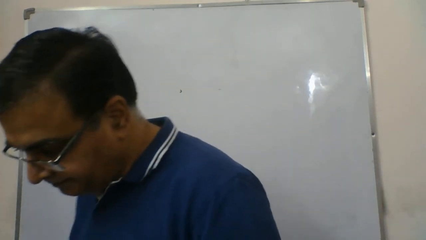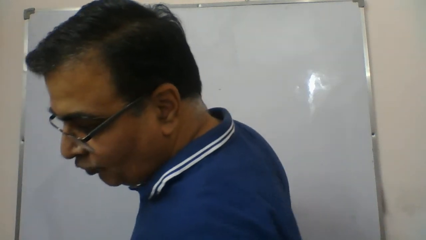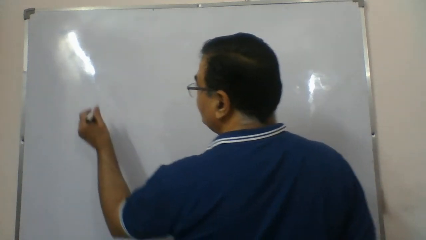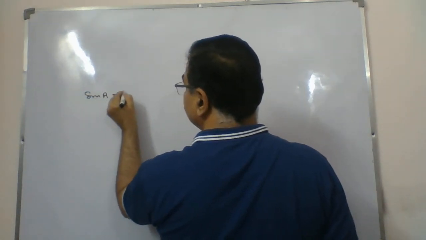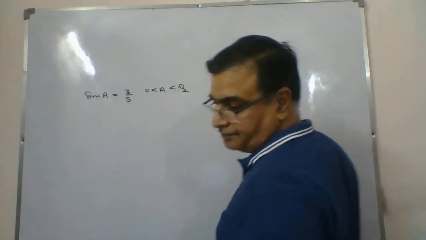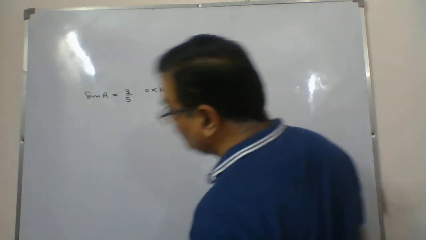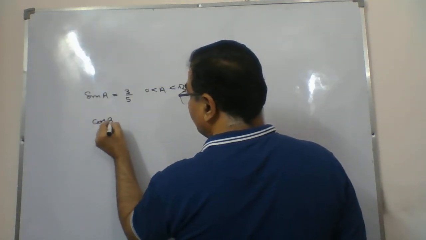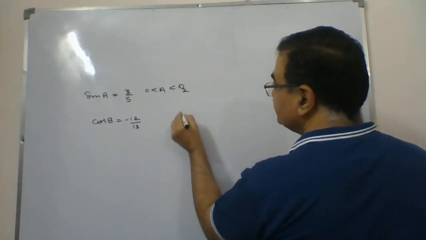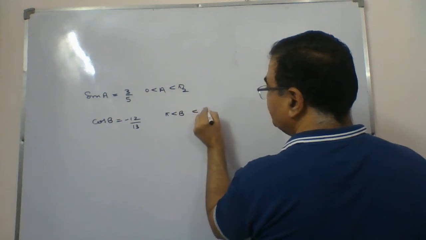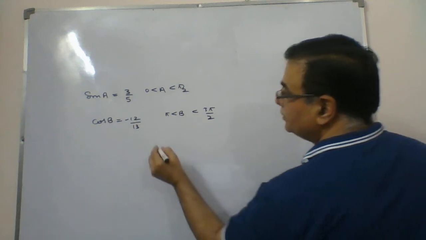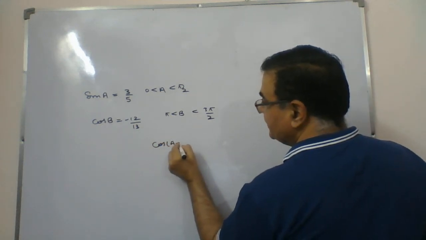Next question says, if sine A is 3 by 5, A is between 0 and pi by 2, then cos B is given as minus 12 by 13, and B is given between pi and 3 pi by 2. And my question is, find out cos A plus B.